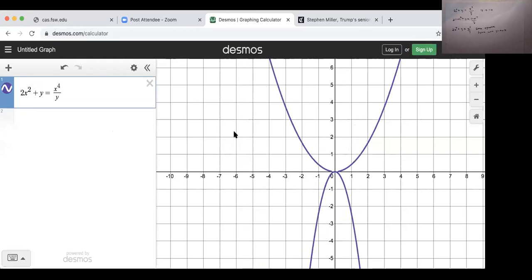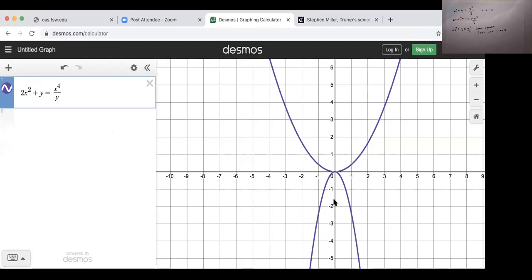And what do you think? Do you believe that the y-axis is a mirror? That this point's mirror image is over on that side, this point's mirror image is over on that side? I think so. Is the x-axis a mirror? Not quite. It is not.